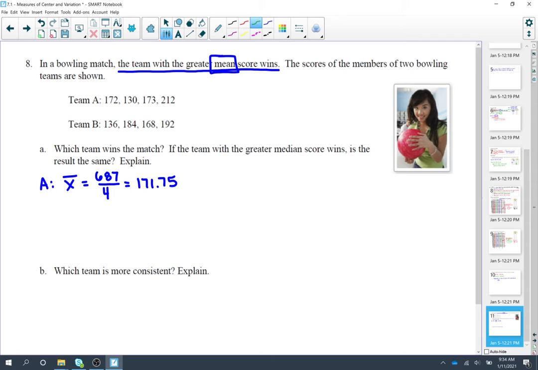Then if we do team B, and we also find the mean, I'm going to add up team B's scores, which is going to get me 680. Also divided by 4 because there are 4 scores, which is going to get me 170. Now, if I'm comparing these, and it's the team with the highest mean score that wins, then that tells me team A wins.